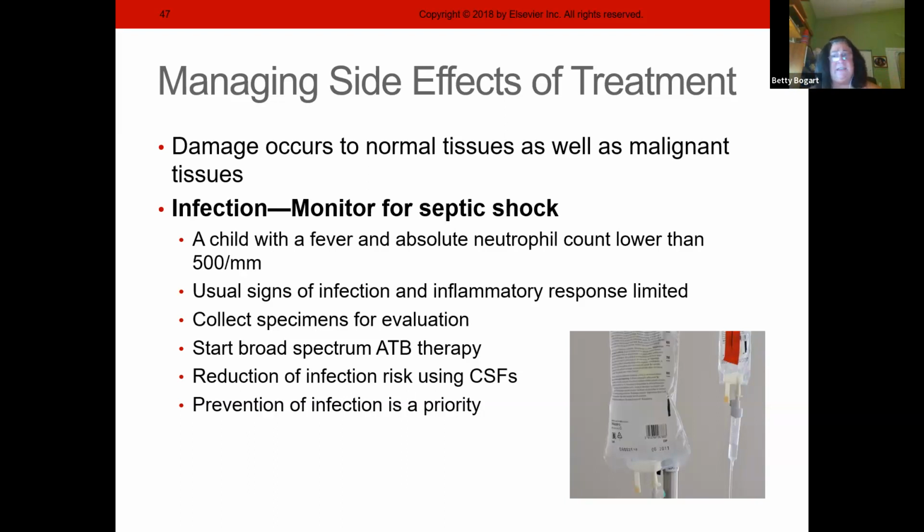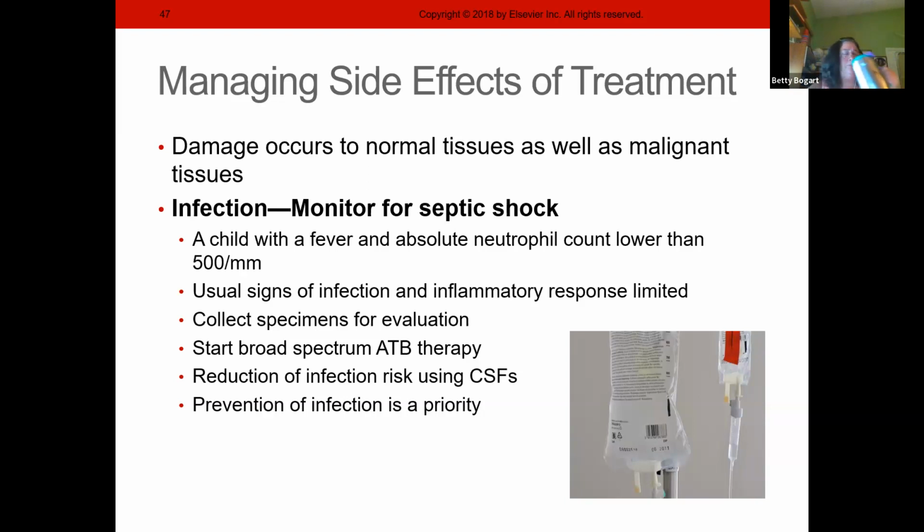So we are going to, and especially if they have a fever, we're going to check the source, whether it's sputum, whether it's the chest, whether it's blood, urine, everything. We're going to be checking for that, and we're going to be starting antibiotics.